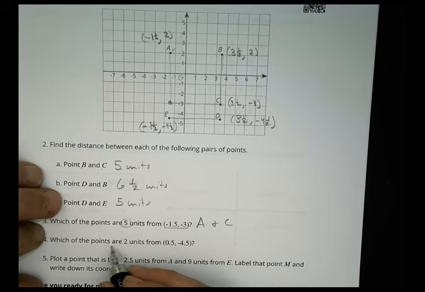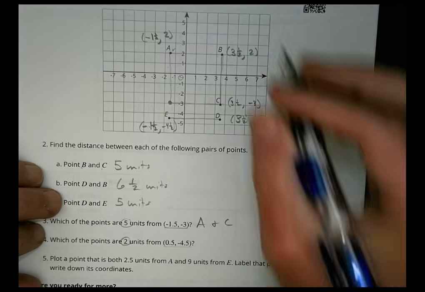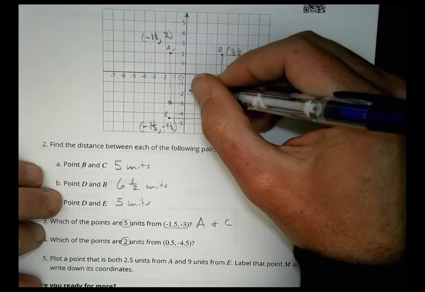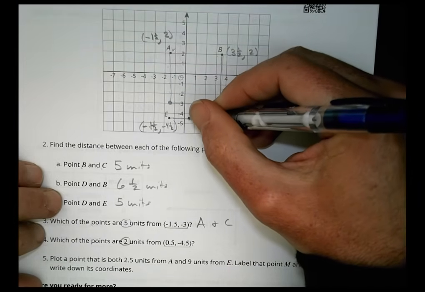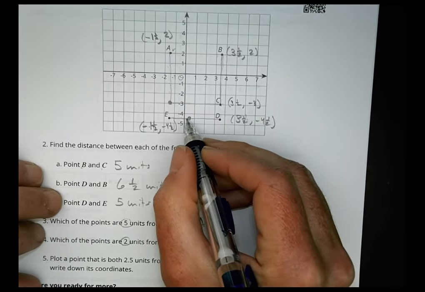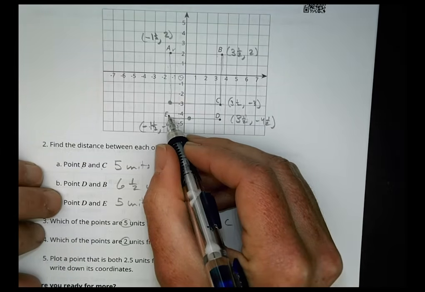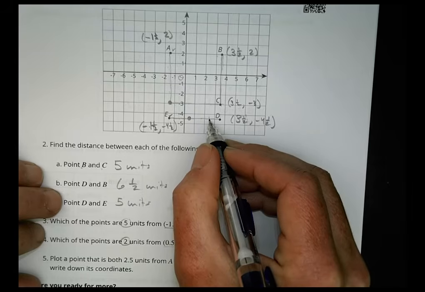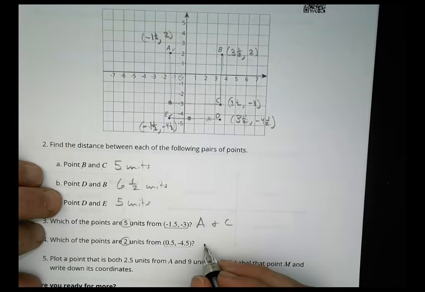Which of the points are 2 units away from negative 0.5 and 0.5 and negative 4.5? So 0.5 is here, and negative 4.5 is going to go down here, plot a point right there, and we want to be 2 units away. So 2 units is going to be 1, 2. That works there. And do I see another one? Nope, not quite. It'd have to be here, and it's not. So the only one that works is going to be E.